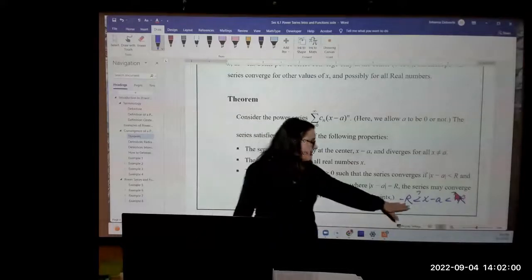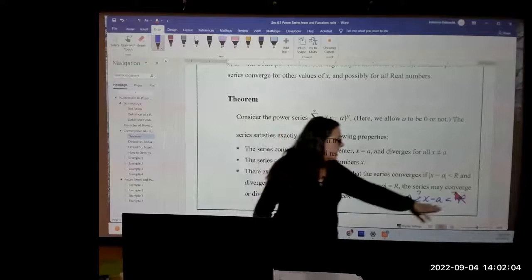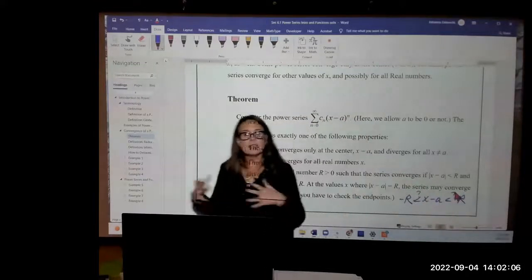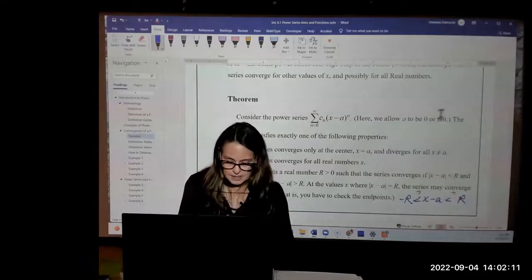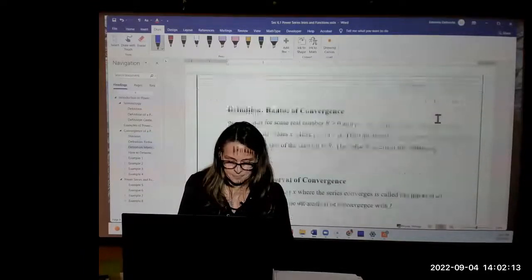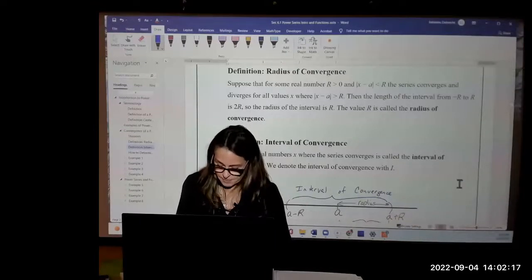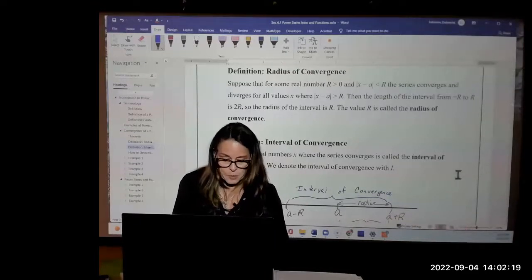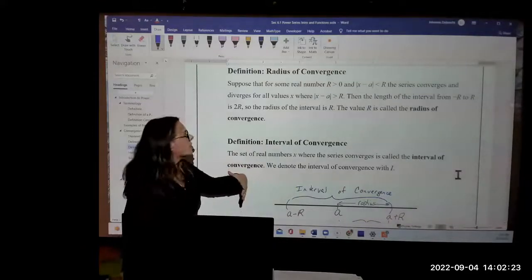In other words, you may have to evaluate it at negative R and see if that series converges, and evaluate it at R and see if that series converges. All right, so we have three possibilities going on here. Let's do a little bit more definition. So we want to define the radius of convergence, that uppercase R.